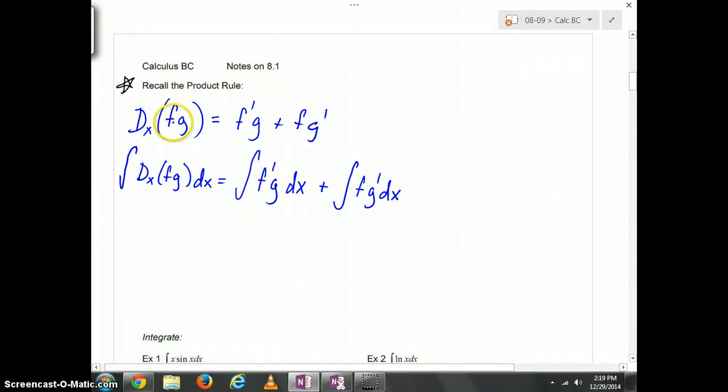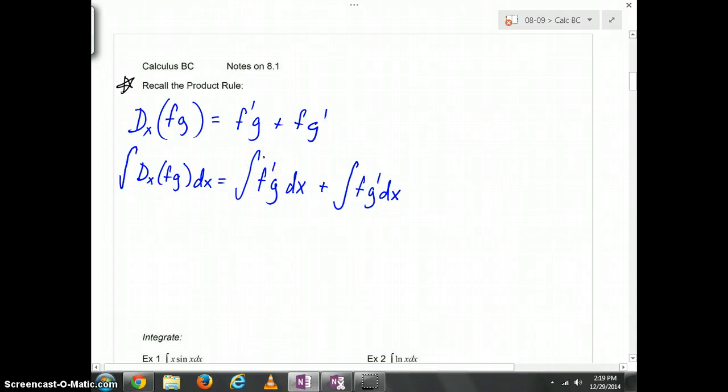So let's just start off. I've already written this up here on the notes. Let's say that we have two functions multiplied together, and we'd like to take the derivative of them. d/dx of f times g. We know that one way we could write that is f prime g plus f g prime. Well, let's just say we wanted to integrate this equation. We'd integrate on the left, we'd integrate on the right.